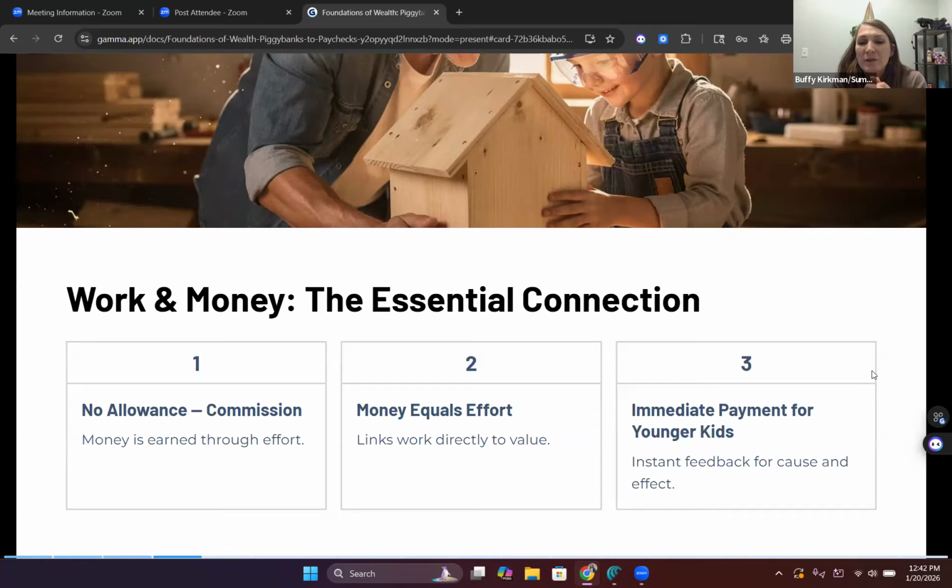Okay, and if you have a really young one, you want to pay them immediately. It doesn't even matter what it is, but they need to see that instant feedback. They need to get that cause and effect. So I would highly recommend, if you have littles, that you pay them in, do not give them a $20 bill, give them $1 bills because it's going to feel like more. They want to feel the gratification of they did something and they got paid for it.